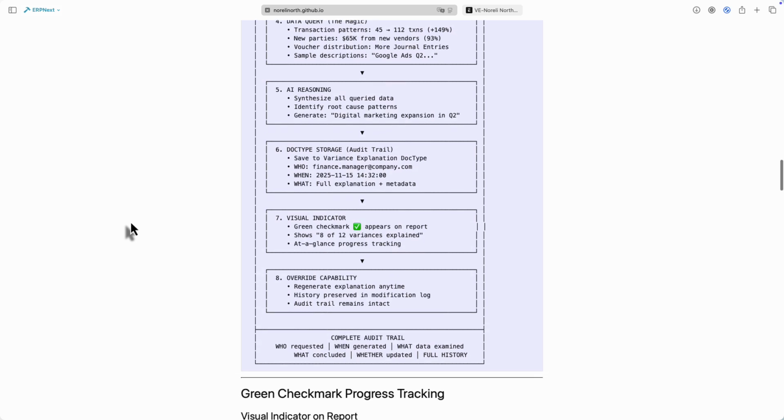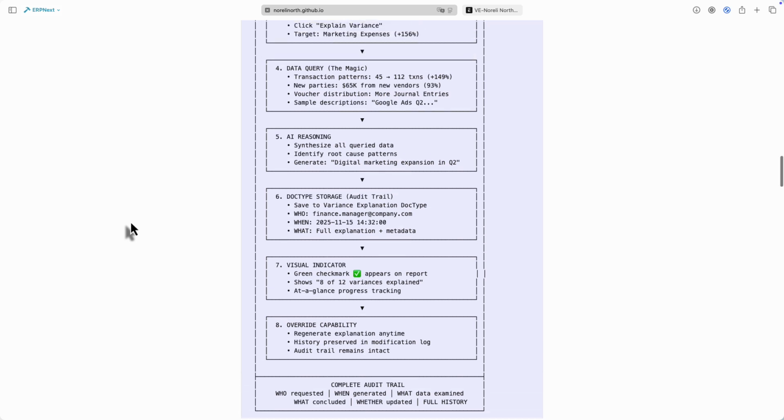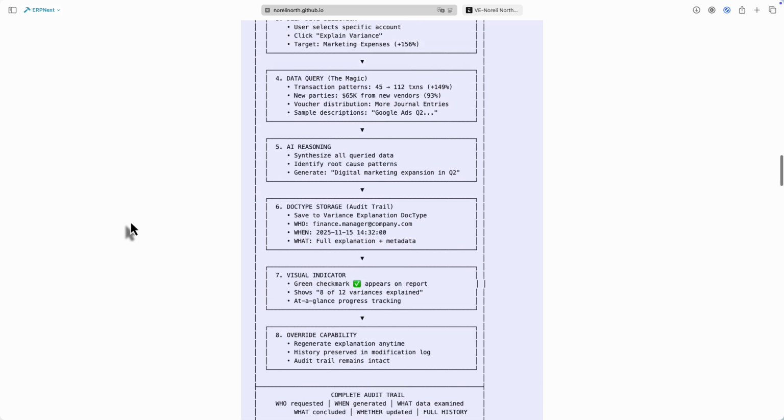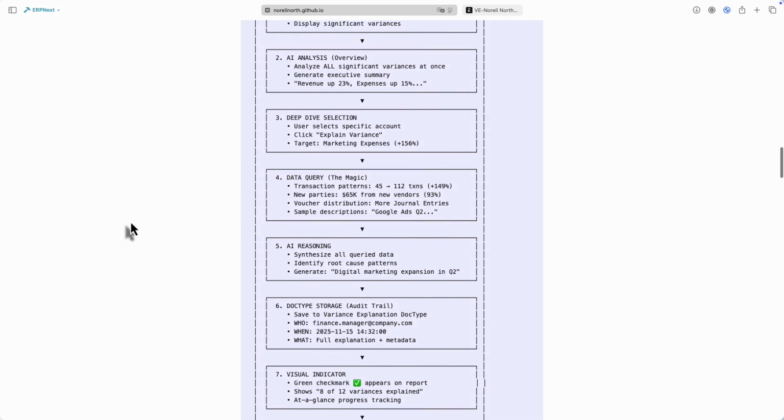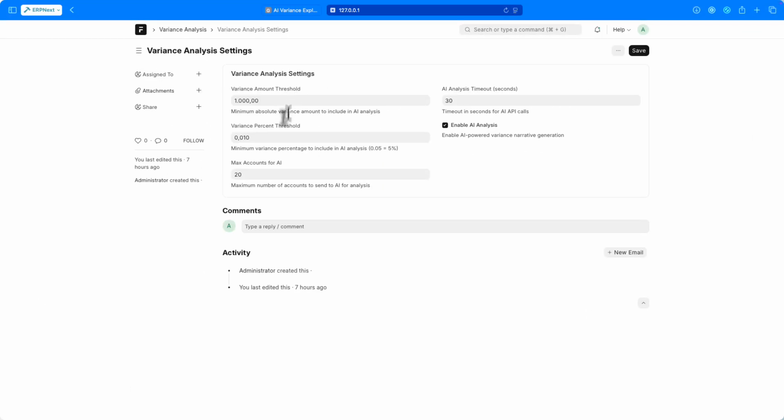5. AI reasoning. AI constructs explanation from actual data. 6. Doc type storage. Explanation saved with full metadata. 7. Visual indicator. Green checkmark shows completion. 8. Override capability. Regenerate anytime with history preserved. This isn't just an AI button. This is a complete workflow for variance explanation. From overview to deep dive. From data to explanation.